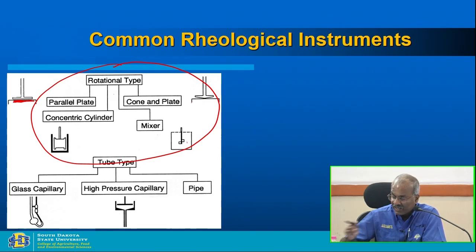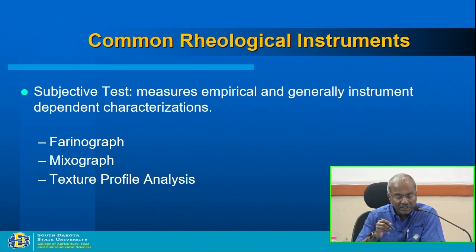So these are all different configurations. You can use either one of them depending upon what samples you have. The next one is subjective test. The subjective test measures empirical and generally instrument-dependent characterization. They are primarily empirical, meaning the correlation can change. It's not like an objective test. Objective tests are a purely objective way of measuring things. Here it is a more subjective way of measuring things.